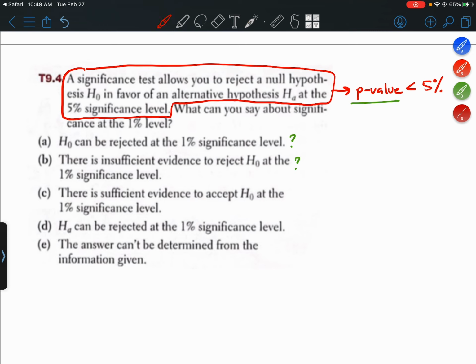All right, so first let's just talk about this language. Accept H0 is not appropriate statistical language. So I'm just going to cross off C right away. That's not a correct statement.